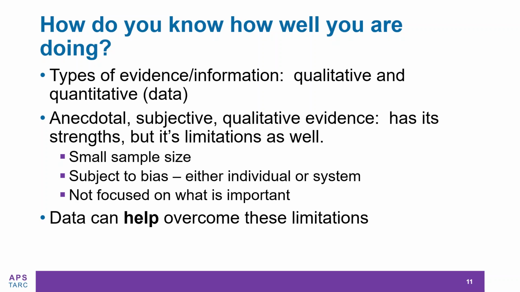When you think about those limitations, they include the fact that it has a small sample size and that it is particularly subject to bias. It can either be your individual bias or it can be a systemic bias. And we could probably talk about this for a lot longer. The final problem I think that you have with qualitative evidence is that it is often not really focused on what is important. It's not something where you've gone through a rigorous process to decide what's important. It is just what is available.